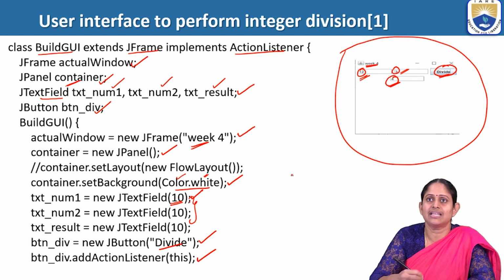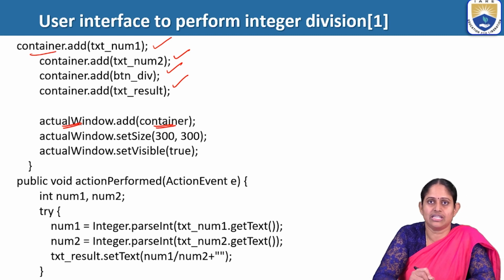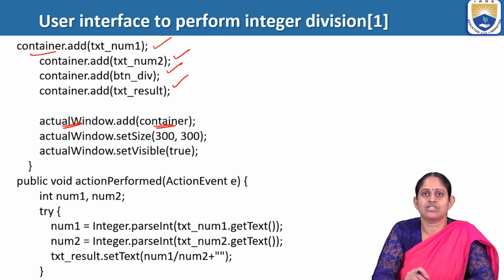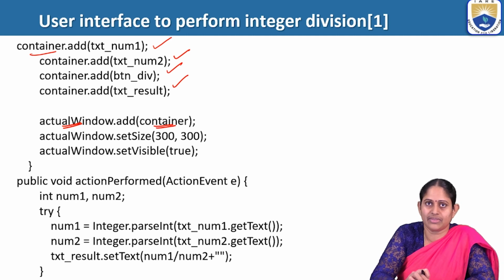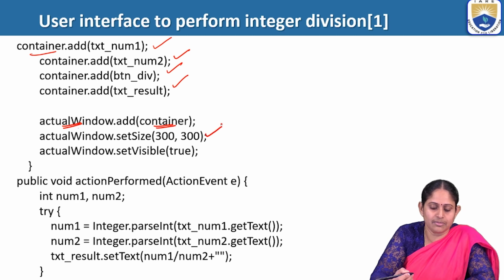So when we click the button, the actionPerformed method inside of the ActionListener interface will be invoked. Then we are adding all these text fields and the button onto the container, onto the panel, and that panel is added onto the JFrame. After adding all the components onto the panel, we are adding the panel onto the frame. Then we are setting the frame size to 300 by 300 and its visibility to true, so that while executing, we can see the output.